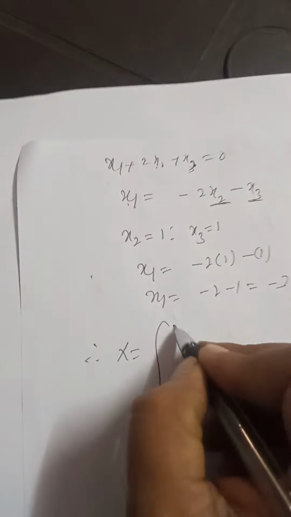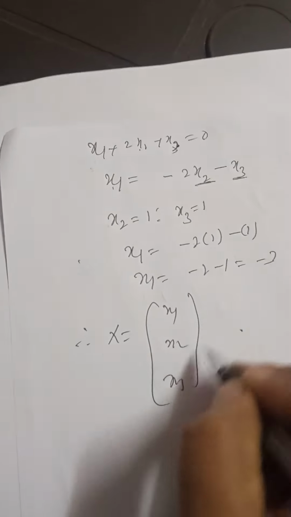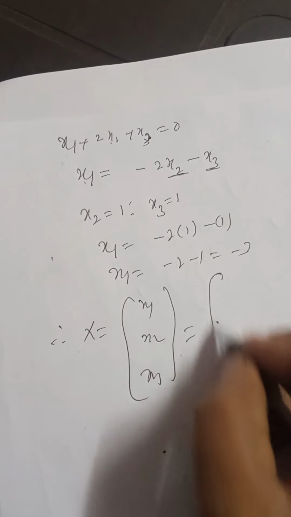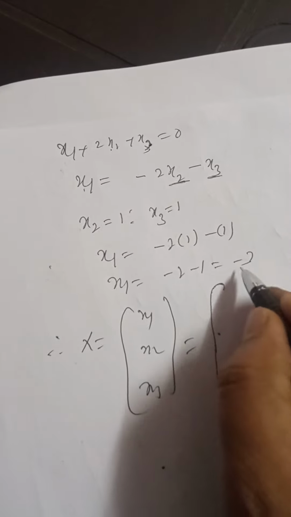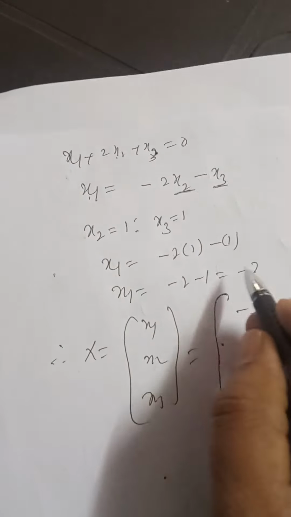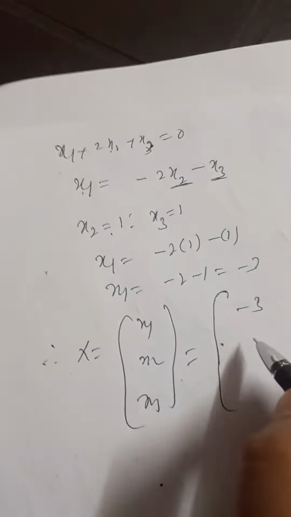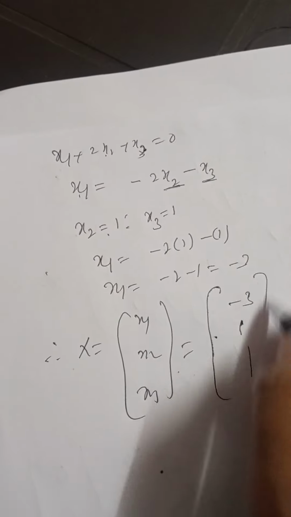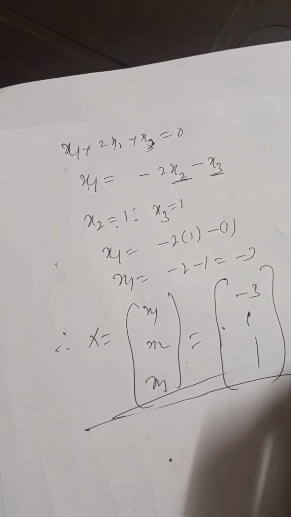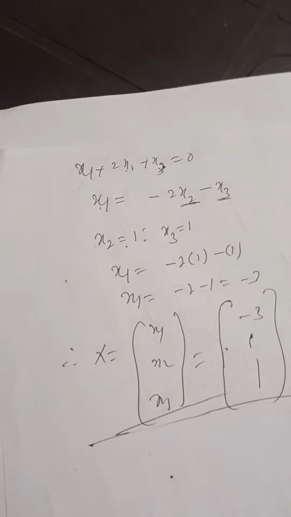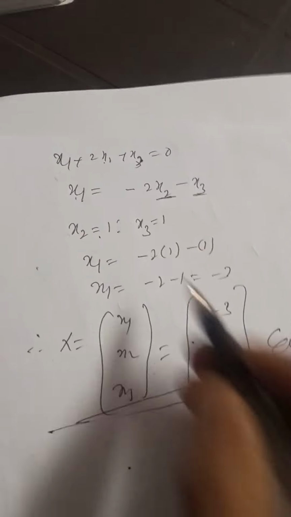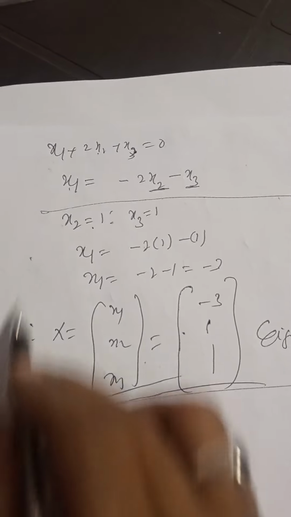Therefore, x is equal to x1, x2, x3, right? Now you can write it like this. What is the x1 value? Now we got minus 3. Here x2 is chosen as 1, x3 is 1. Therefore, this is an eigenvector corresponding to the eigenvalue 1. This is one procedure to find this.